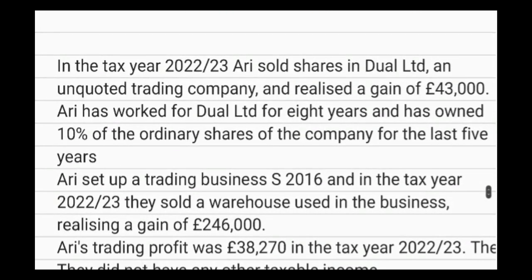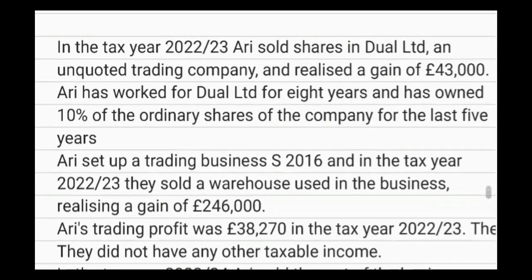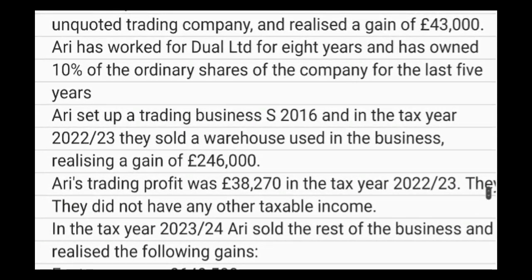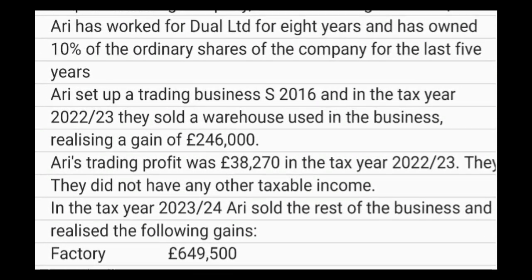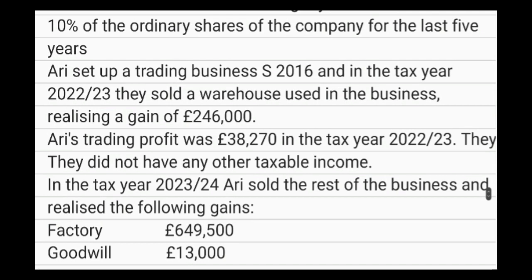Next question: in the tax year 22-23, RE sold shares in Dual Limited, an unquoted trading company, and realized a gain of 43,000. RE has worked for Dual Limited for 8 years, so the 2-year qualifying ownership period condition has been met, and has owned 10% of ordinary shares. So the 5% shareholding condition is also met for the last 5 years. RE set up a trading business in 2016, and in the tax year 22-23 sold a warehouse used in the business, realizing a gain of 2,46,000. RE's trading profit was 38,270 in the tax year 22-23.